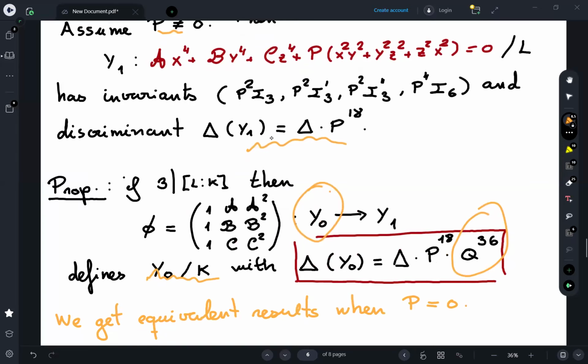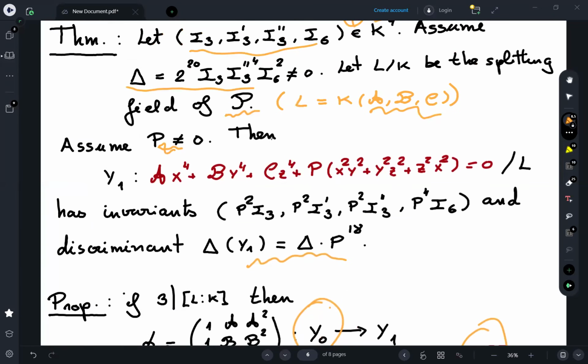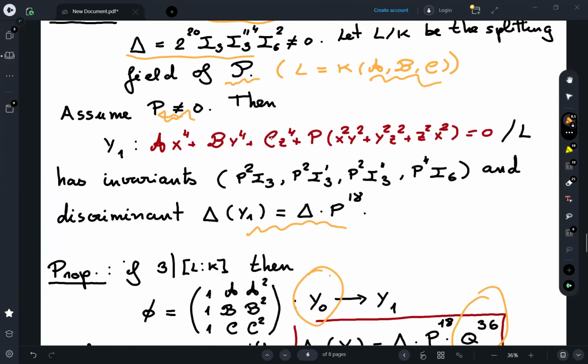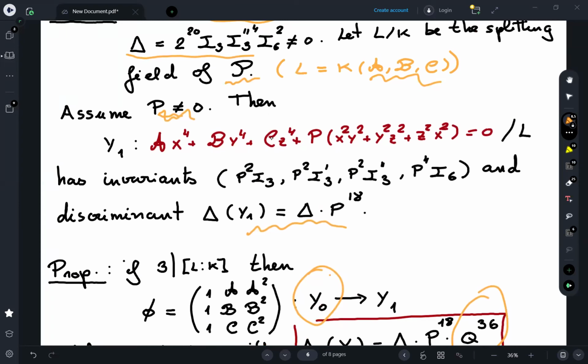Well, I was assuming here P to be different from 0, but actually, if P is equal to 0, we gave a slightly different equation, and we handle the different cases in a nice way. We have a general reconstruction algorithm.